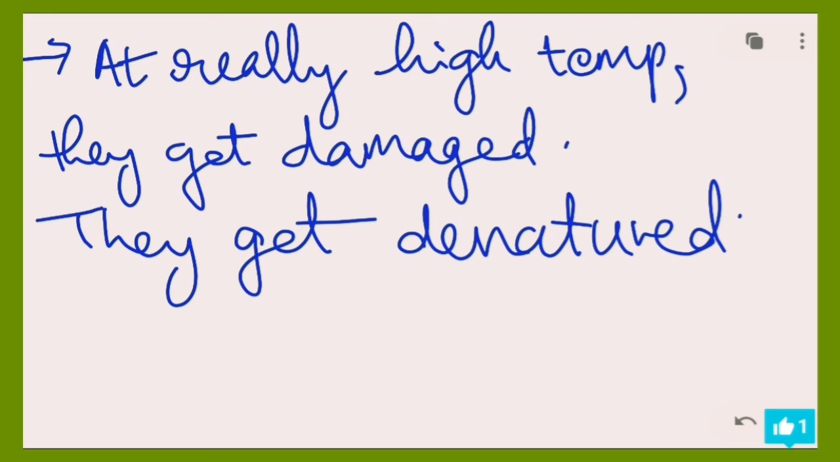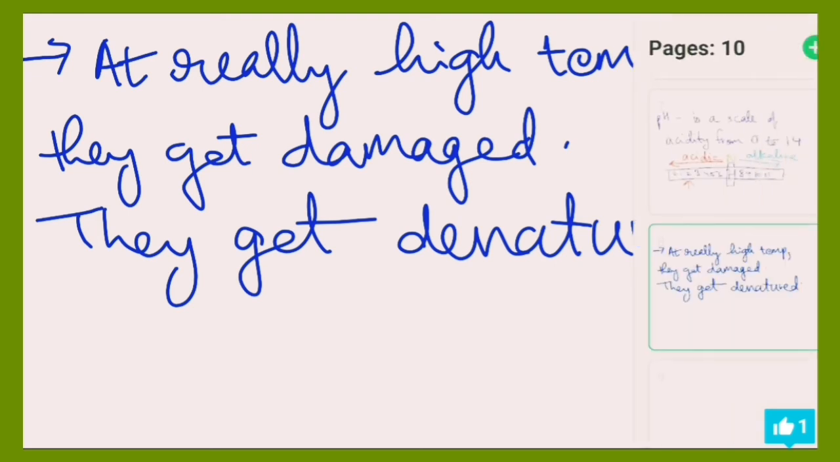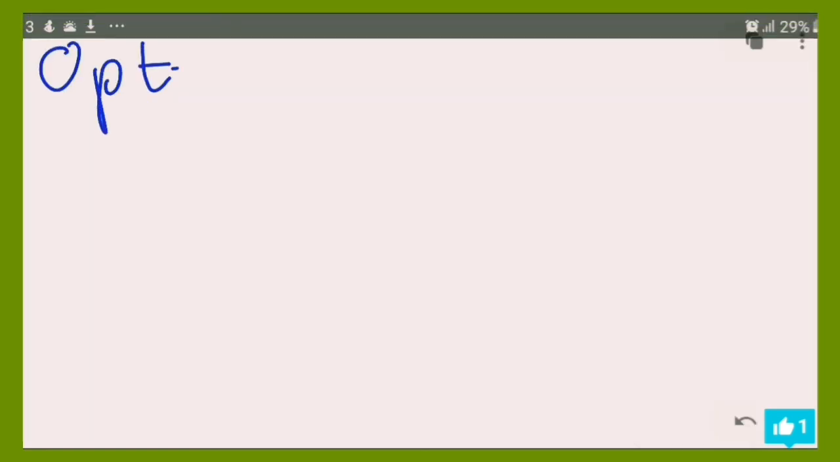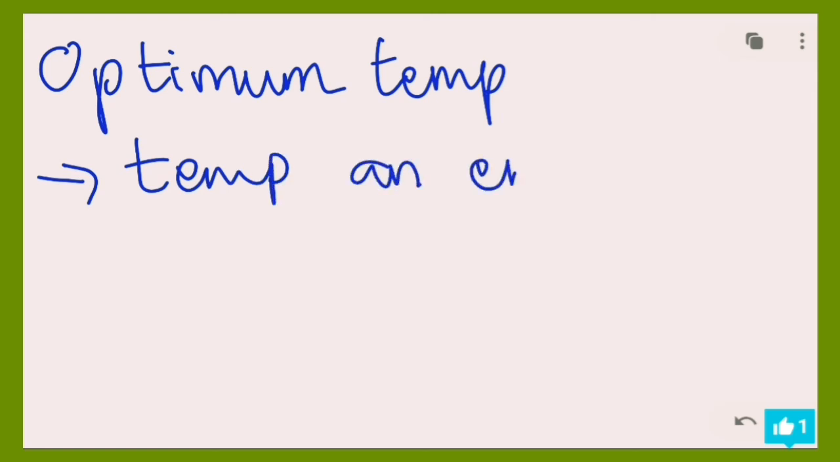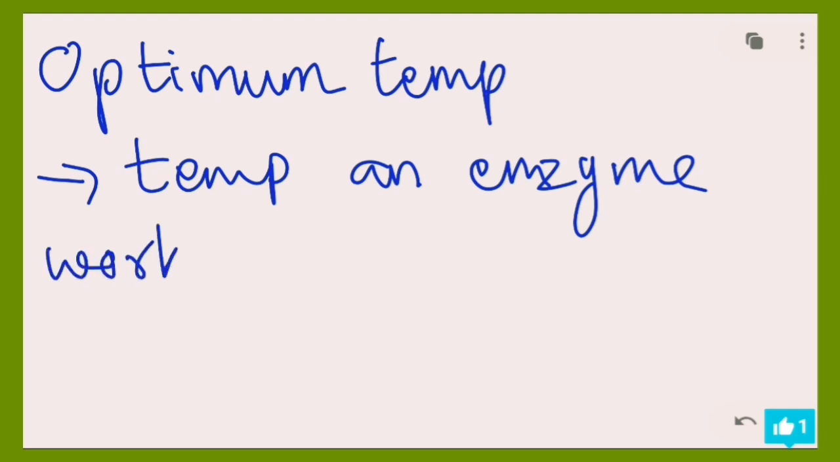Now I have another thing that I want to explain, which is optimum temperature. Optimum temperature is the temperature at which an enzyme works best, or fastest. So I would say, like I said, 37 degrees Celsius. After 37 degrees Celsius or after 40 degrees Celsius, reactions will slow down.